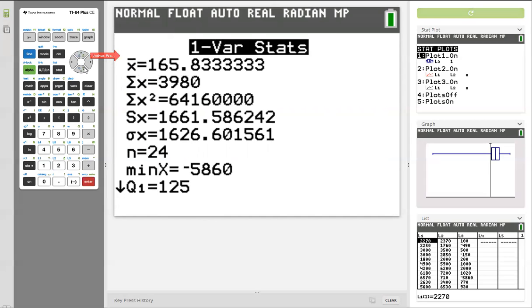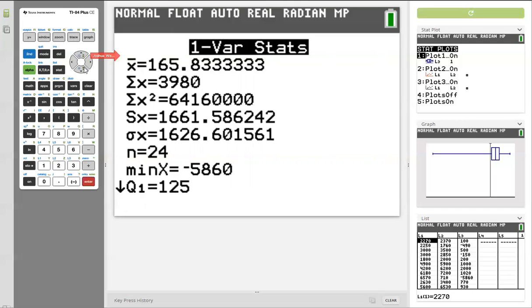And it looks like over time, over 24 trades, this trader had an average gain of $165.83. So for 24 trades, that means that over all 24 trades, this trader gained $3,980 extra dollars after all those investments.